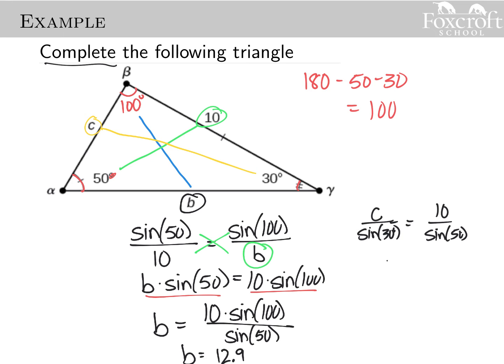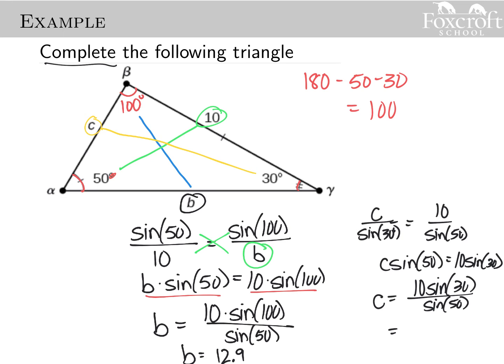Cross multiply, C sine of 50 equals 10 sine of 30. And then divide so I can get C all by itself. And then again, just put this in the calculator, so I'll just type it in real quick. 10 sine of 30 divided by sine of 50. And I get 6.5. All right, so these are my answers to complete the triangle.